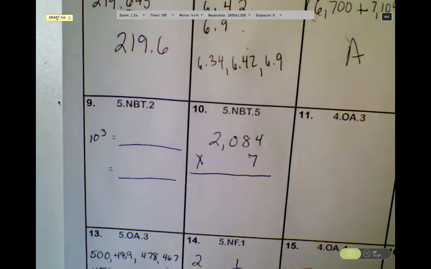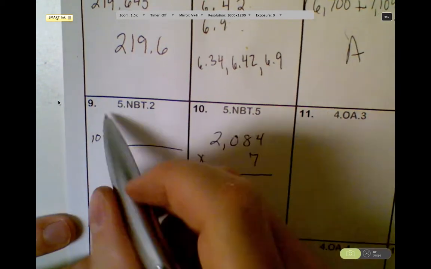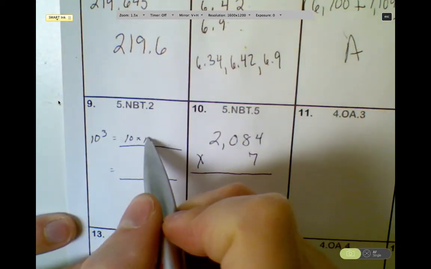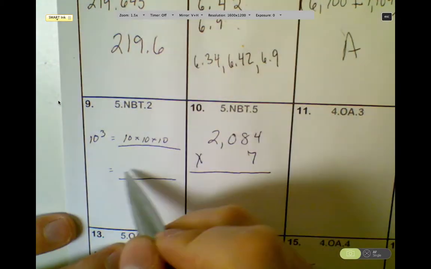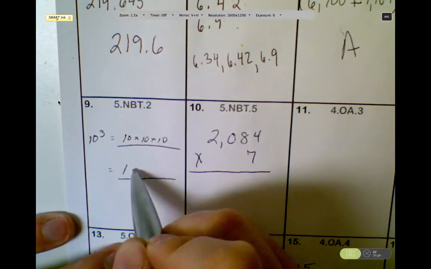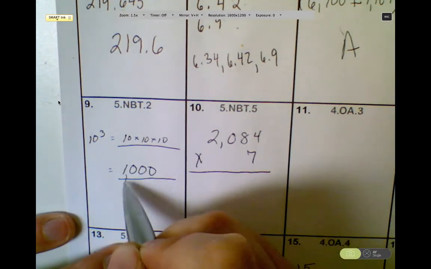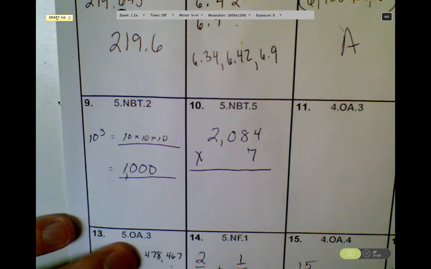Numero 9. Write the power of 10 as a product of the same factor. Find the values. 10 to the third power means I'm going to take this 10 and multiply it 3 different times. 10 times 10 times 10. And in fact, if I do that, it's the same thing as putting a 1 with 3 zeros. Therefore, it's 1,000.